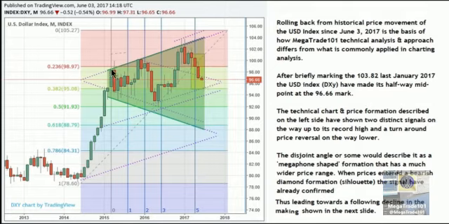As you could see, the disjoint angle here, as some would describe it, is a megaphone shaped formation based on prices that have a much wider price range. However, when prices entered a bearish diamond formation, which is the silhouette here, the signal had already confirmed its bearish tone, thus leading towards a following decline in the making shown on the next chart.